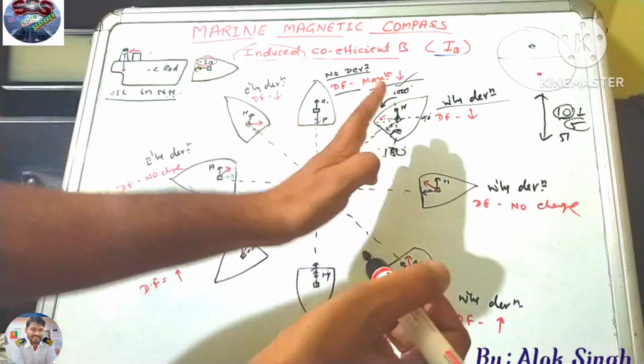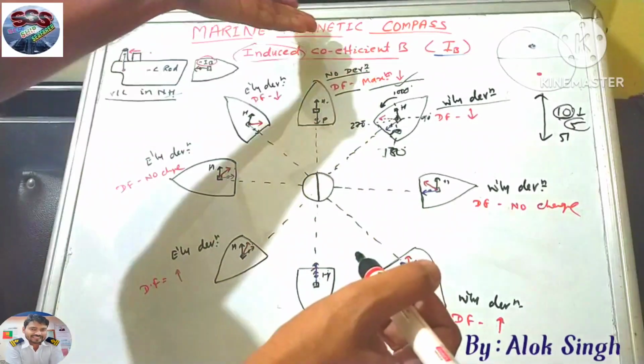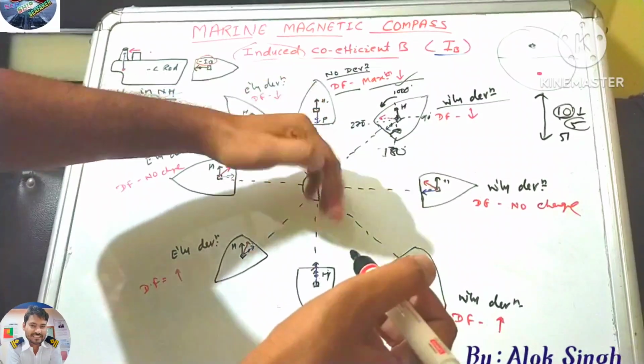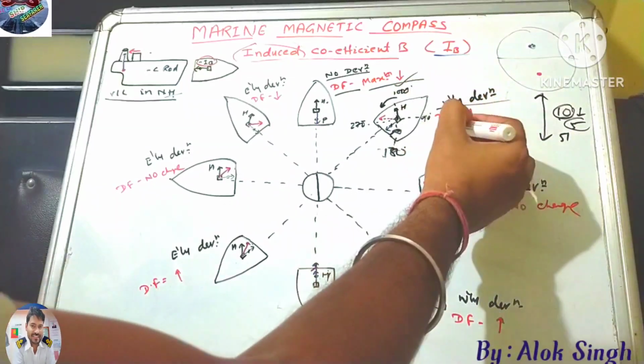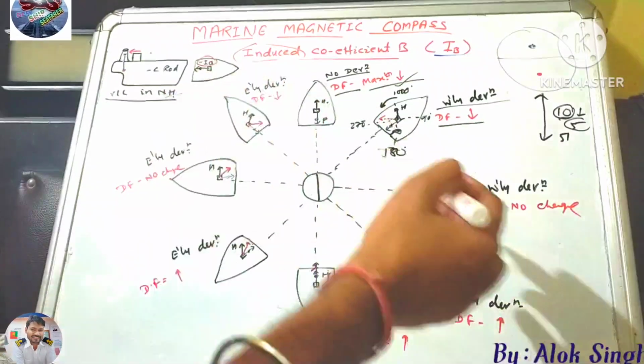If it is northeast or northwest, then that component will add something towards the north, but it is something towards the south, so it will reduce the north component, which is by H. So this is reducing. That's why directive force is decreasing here. Same thing once you come here, that will be more clear to you.